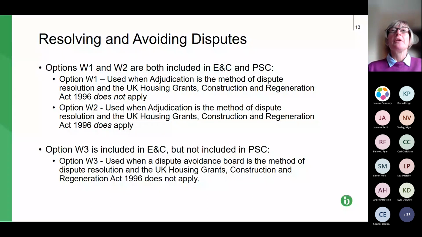So in terms of resolving and avoiding disputes, we're now out of the core clauses and into the optional clauses. The first set of optional clauses, we've got a W, so it's W1 or W2. They're optional. Typically, you will be dealing with W2 because that's where the Housing Grants, Construction and Regeneration Act applies. W1 is when the Act does not apply. Exactly the same for the professional services contract. So in the contract data, or the equivalent for the professional services contract, you need to make sure that whichever W you have in your contract, it's reflected in the professional services contract.